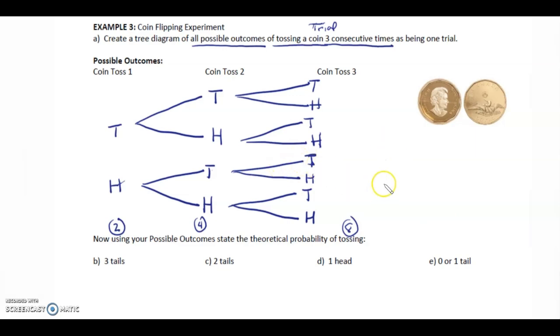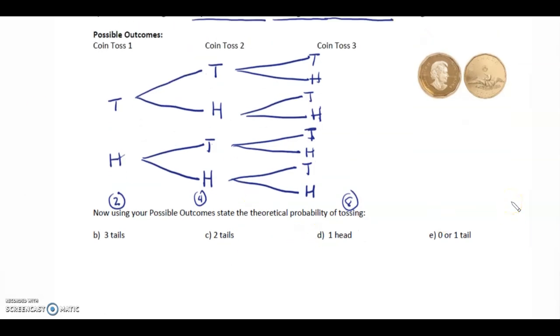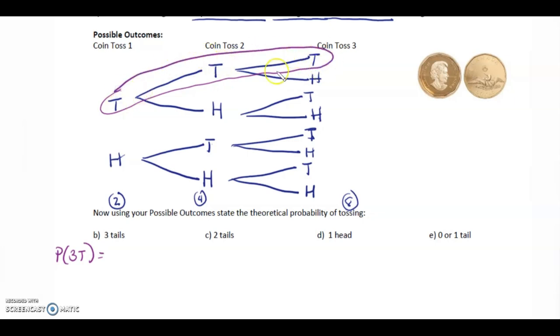Now, using your possible outcomes, state the theoretical probability of tossing 3 tails. So, how many ways does 3 tails show up? I'm going to put 3T. And that's completely appropriate for a test. So, tails only shows up this one way. Tails, tails, tails. So, this is 1 out of 8 different possibilities.